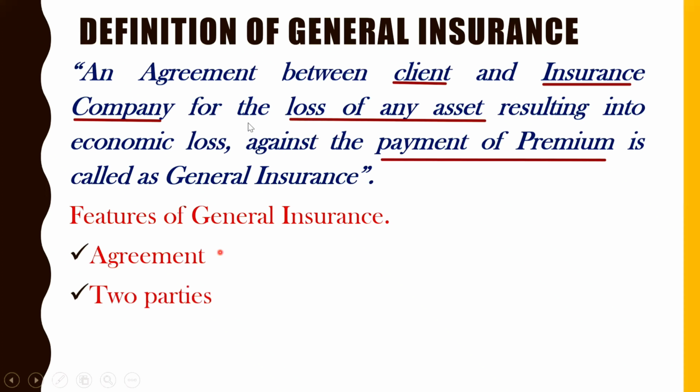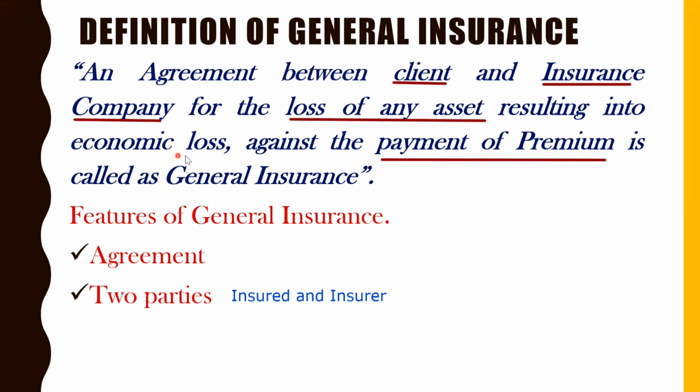So there are two parties. One is called the insured, who is the client, and another is the insurer. Insurer means the insurance company which is giving the promise that the property will be protected from any kind of loss.